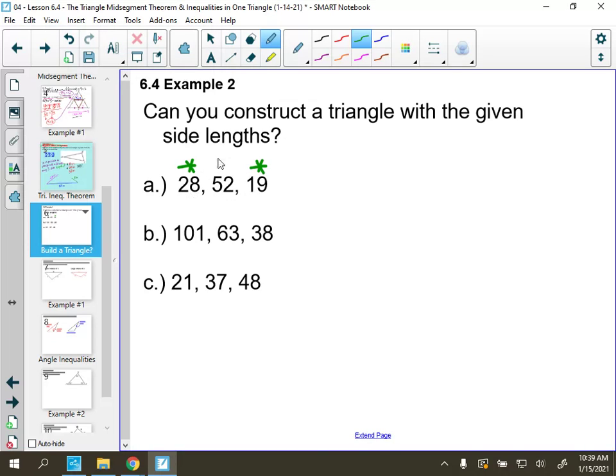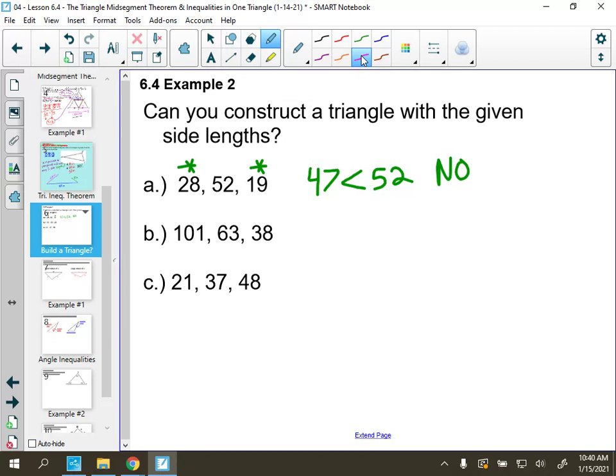So let's look at the short ones. 28 plus 19. What do we got on that one? 47. And absolutely not. 47 is supposed to be greater than 52, but it's not. It's less than 52. So this is one where I'd say no, we're not able to make a triangle. And that's ultimately what's going on there. It's a yes or no question.